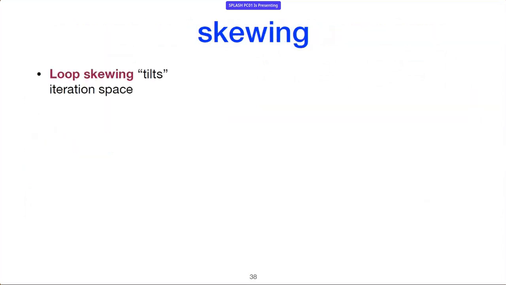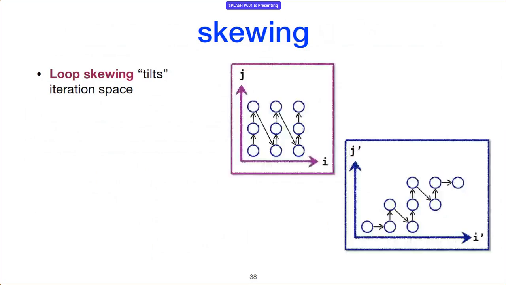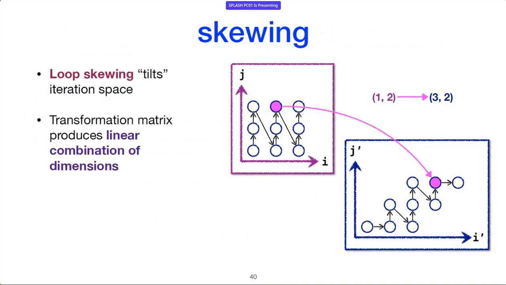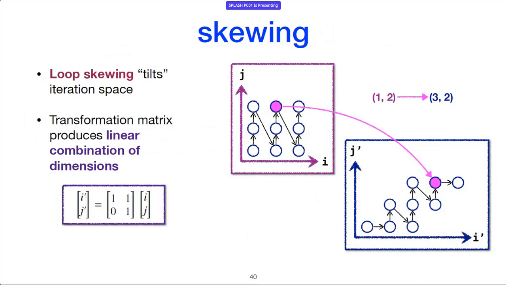Why can't I do skewing? Why doesn't loop skewing work? So what loop skewing does is it tilts an iteration space so that you can parallelize it, depending on how your dependencies are structured. So what it's going to do is it's going to take something like this purple iteration space here and tilt the iterations to create the blue iteration space. That's what a loop skewing transformation tries to do. And so, for example, iteration 1, 2 turns into iteration 3, 2. And the way that this works is that I use a transformation matrix that does a linear combination of dimensions. My i', the value in i' is i plus j. And so that's exactly the transformation that I see.